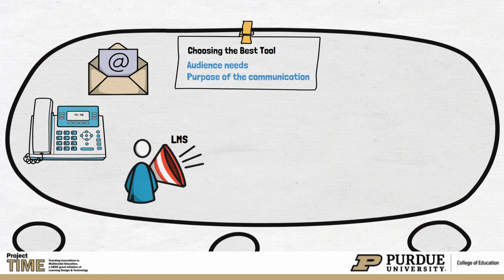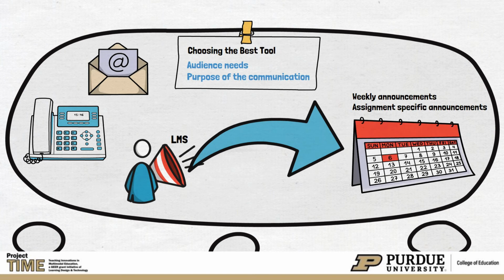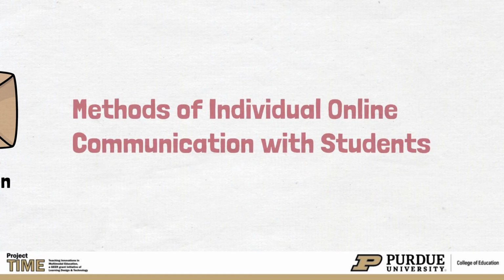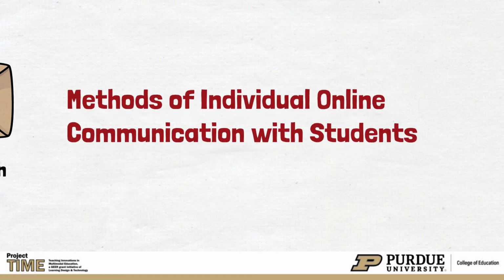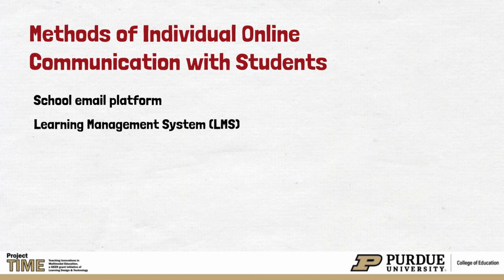For example, a learning management system can be used for weekly or assignment-specific announcements that are geared towards students and instructional content. If there is a need for individual communication with a specific student, consider communicating with the student through the school email platform or the messaging feature within the learning management system.